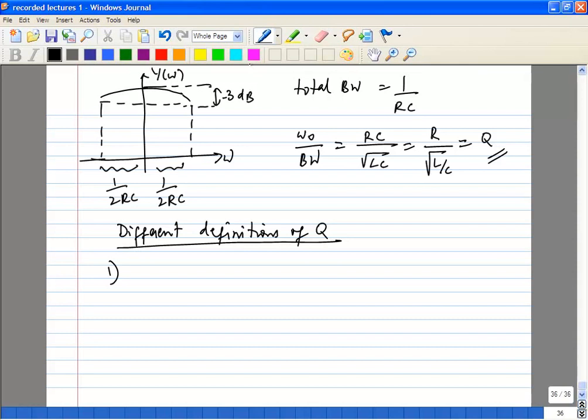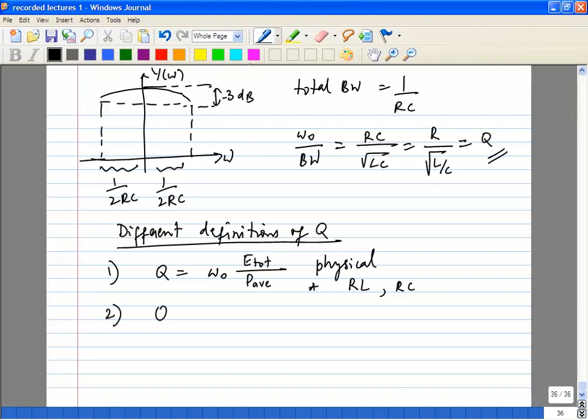We looked at the fundamental physical definition, which is omega naught times E total over average power dissipated, and as you'll see, this is the physical definition. It's also applicable to distributed systems and also non-resonant systems such as LR or RC networks. Even if you don't have any capacitances, you can talk about Q of those networks.